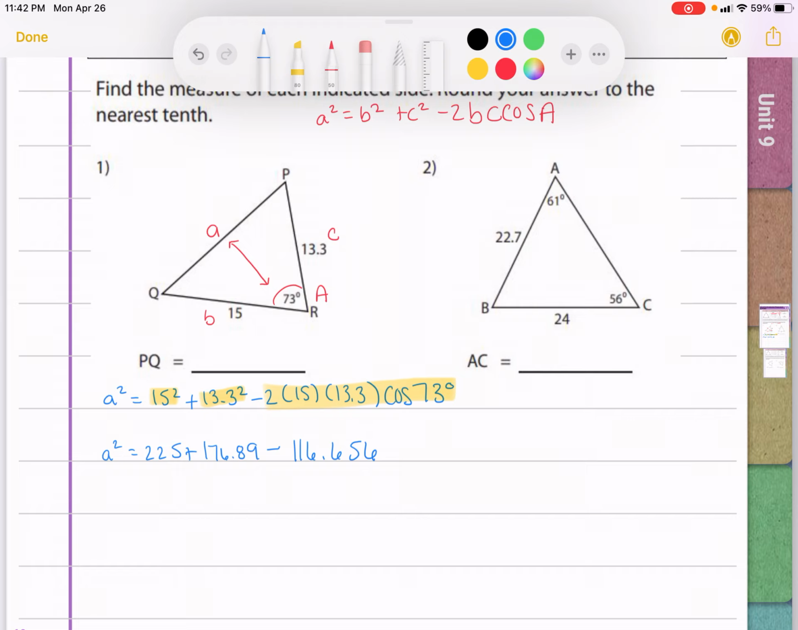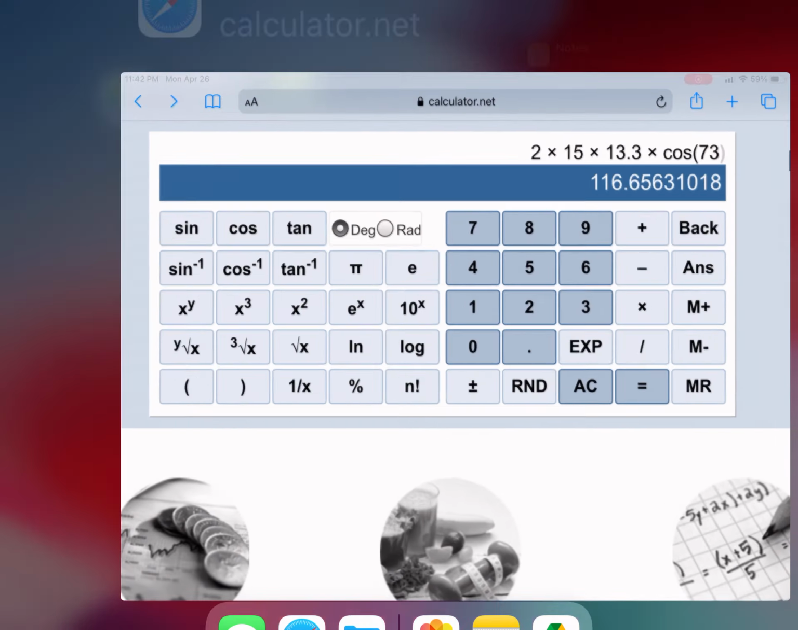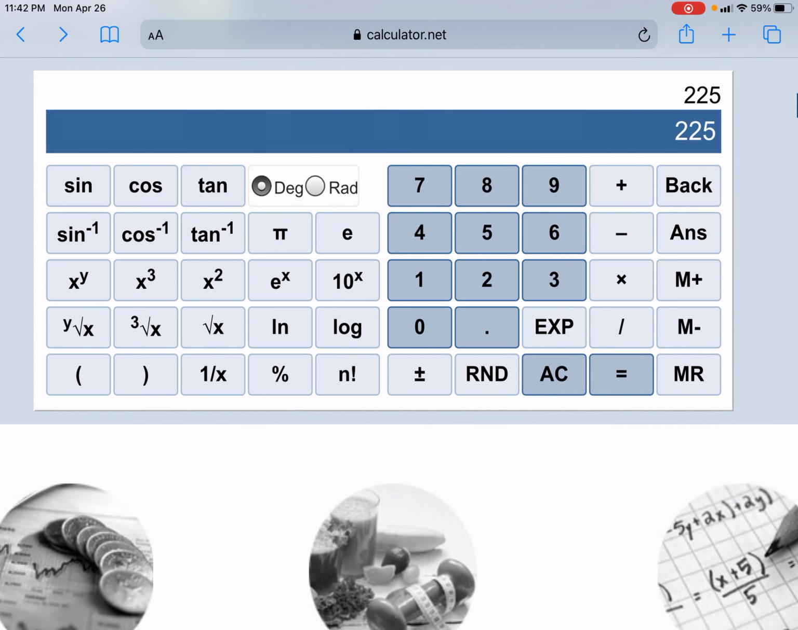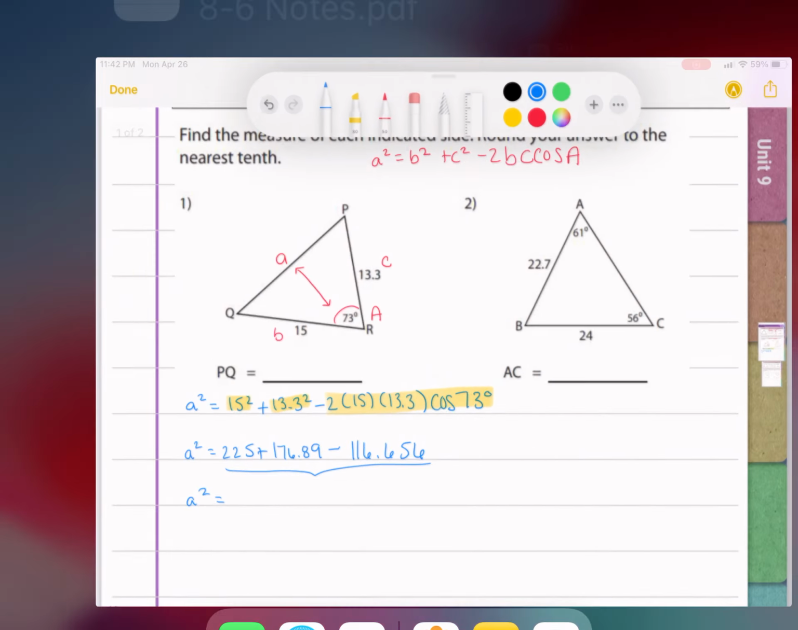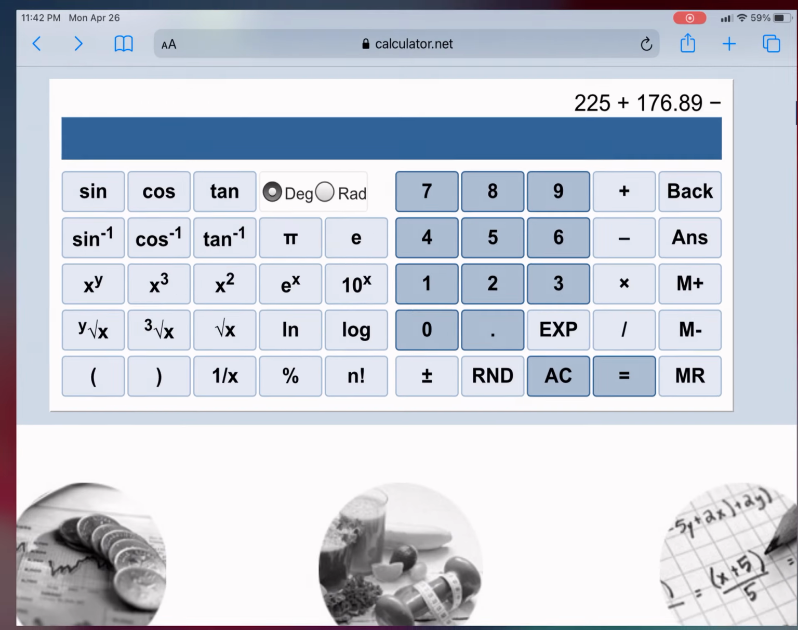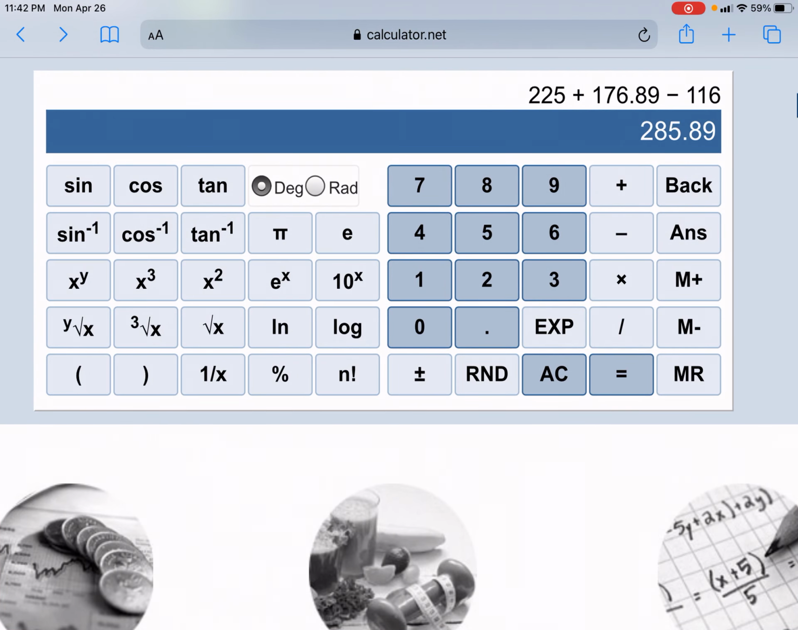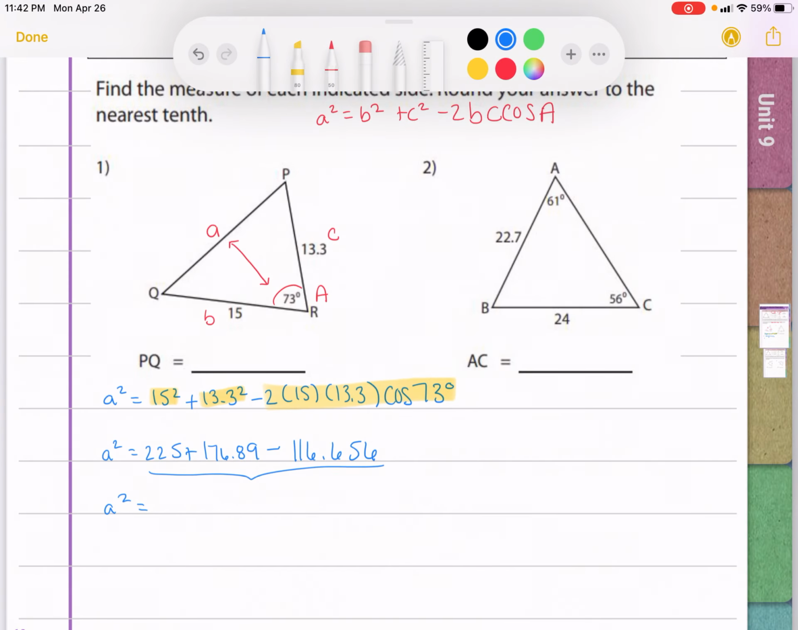Now that I have everything narrowed down to three numbers, I can actually do all of these on the calculator. So on a calculator, I'm going to plug in all of this so I get one number. So 225 plus 176.89, and then minus 116.656. That comes out to 285.234.